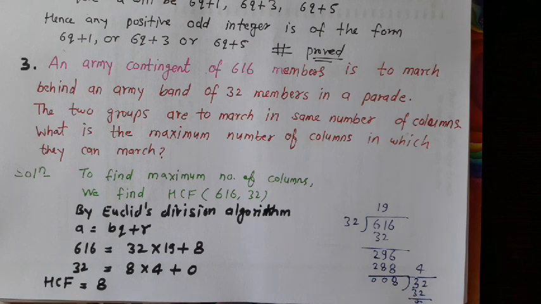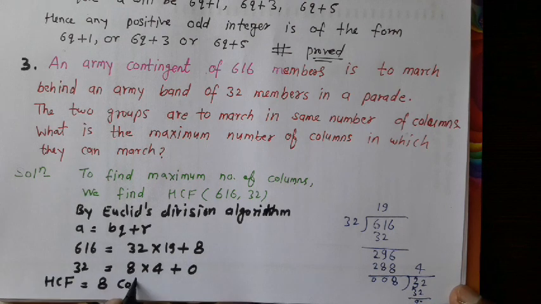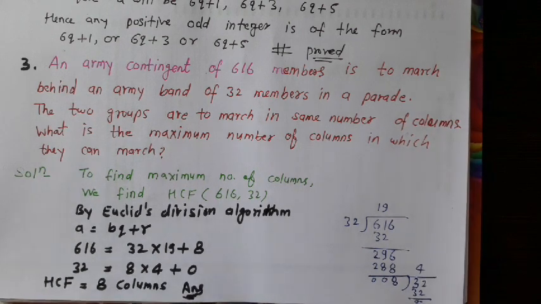This means the maximum number of columns in which they can march is 8 columns. So you can write 8 columns. This is the answer. You can write the answer.